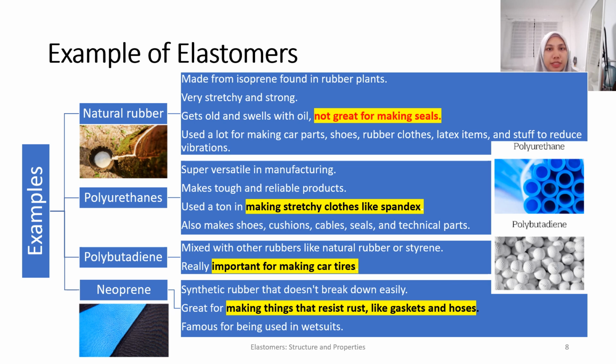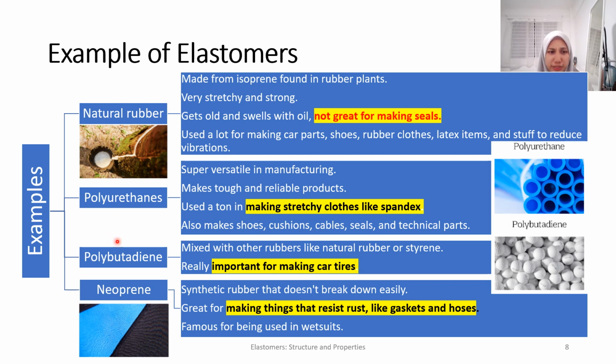Because of their unique properties, elastomers are used in huge range of industries in a variety of applications. The following are just a few types of elastomers and how they are used in various industries. First is natural rubber, consisting of the organic compound isoprene derived from the rubber plant. Natural rubber is highly elastic and strong, but is susceptible to aging and swelling in the presence of oil, making it less ideal in the production of seals. Natural rubber is most commonly used to produce automotive products, wearable items like footwear, and rubberized fabric, latex products, and anti-vibration materials.